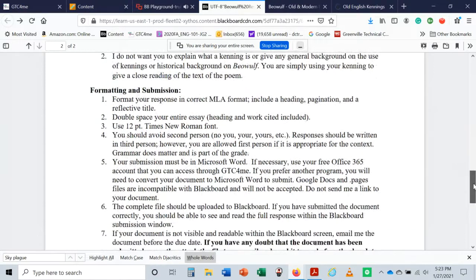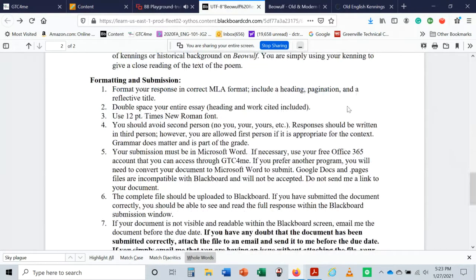So, formatting and submission: we're using MLA format, and I've given a template for that. It should all be double-spaced, with heading and works cited included. Works cited should have a hanging indentation, which is in the template. So the first line is not indented, the second line is. Use 12-point Times New Roman font.